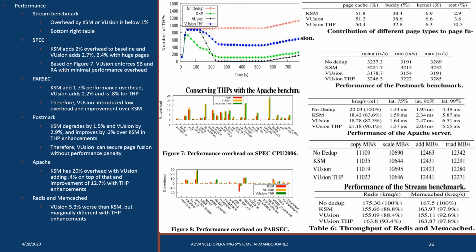With respect to Redis and Memcache, VUsion was unfortunately 5.3% worse than KSM, but only marginally different with THP enhancements. Overall, VUsion is performing just about on par with KSM, which is fantastic.